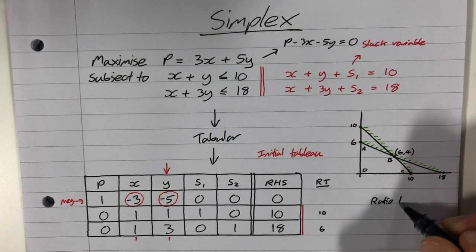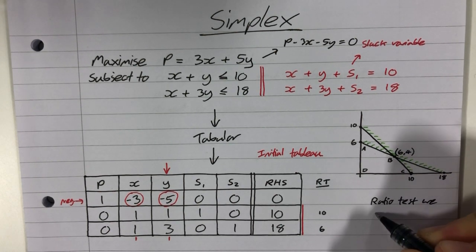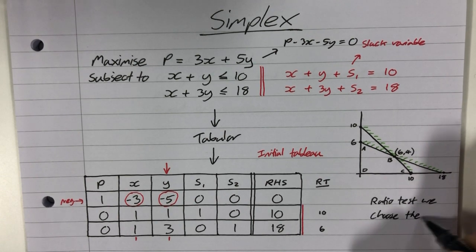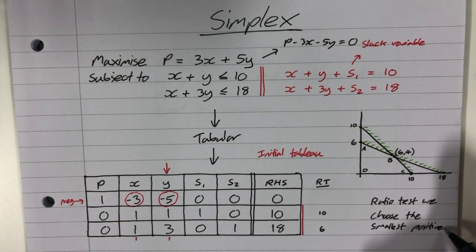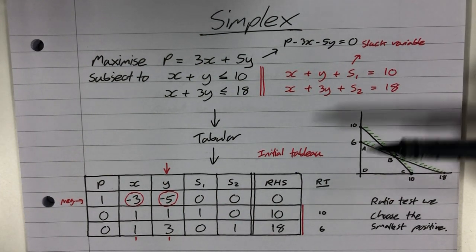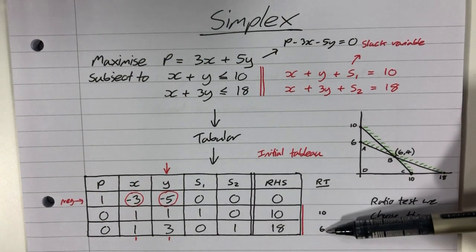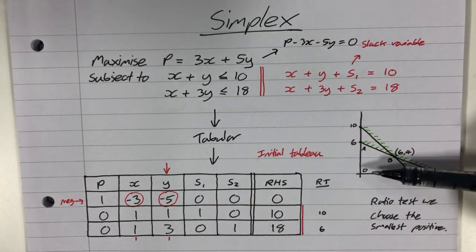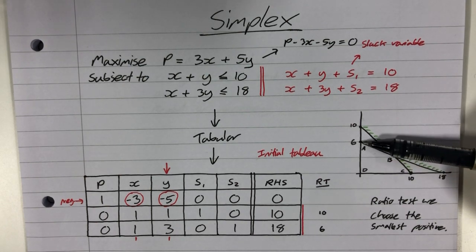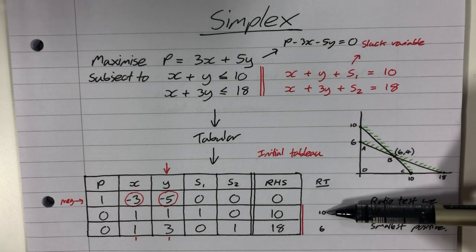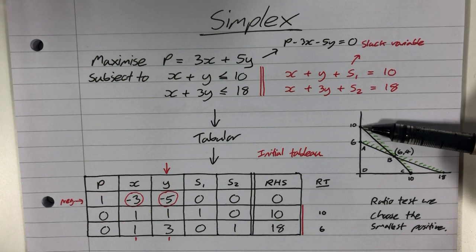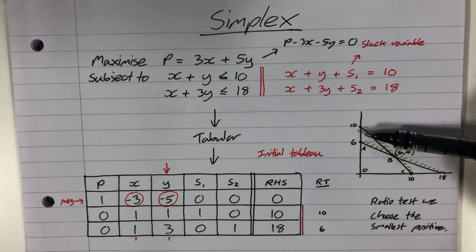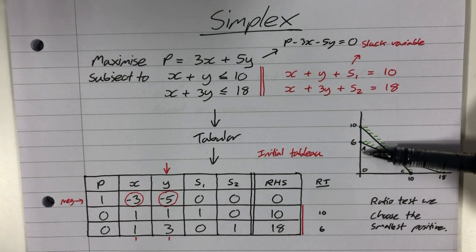So from the ratio test, we choose the smallest positive. Why? Well, what this says is I'm either going to move 6 or 10 in the y direction. If I move 6, I'll move from D to A. I'm still in my feasible region. But if I move 10, I'm moving from D to this point here. So by choosing the bigger value, I would have left my feasible region, which is no good. We want to remain within the feasible region. We don't want to leave it. So we can only move 6 in the y direction.